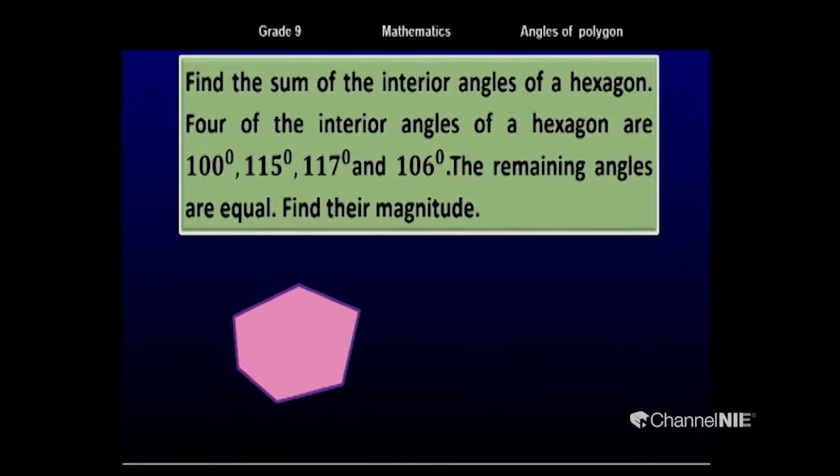Look at that. Find the remaining angles of a hexagon. 4 of the interior angles of a hexagon are 100, 115, 117 and 106. The remaining angles are equal. Find their magnitudes. Look at the question. There is a hexagon. The number of angles is equal to 6. And also the 4 angles are given. We have to find the remaining angles.